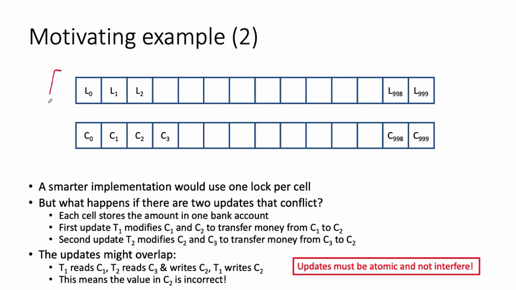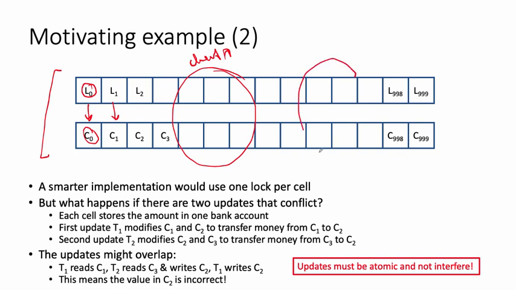Let's improve it. Let's put in one lock per cell. Okay, so the L's are locks, the C's are cells. This is much smarter because we can have a client here, client A, and we can have client B here, and they don't interfere. If they use different parts of the database, they can actually run at the same time so that the system will be very fast. But what if there's a conflict?